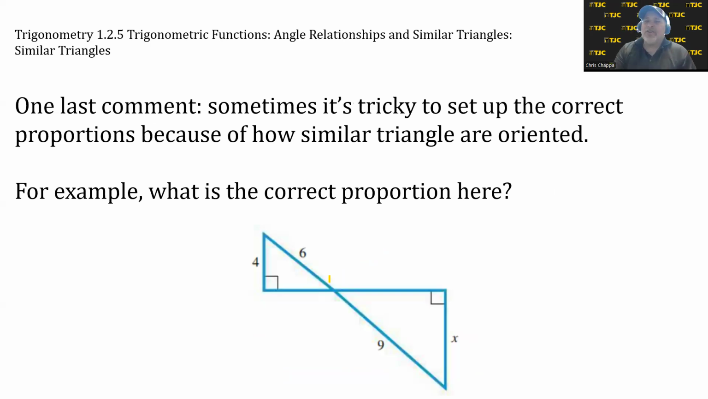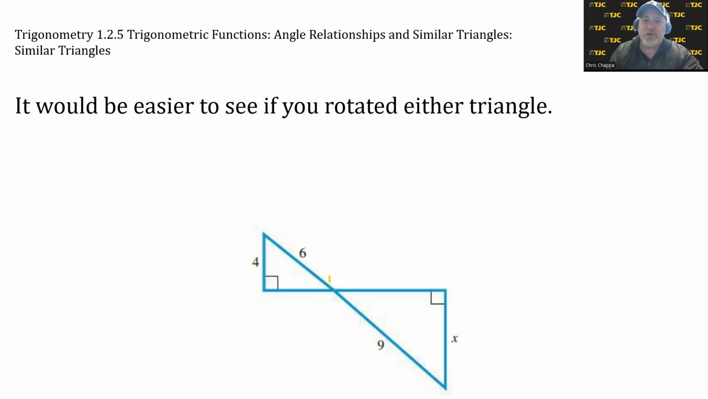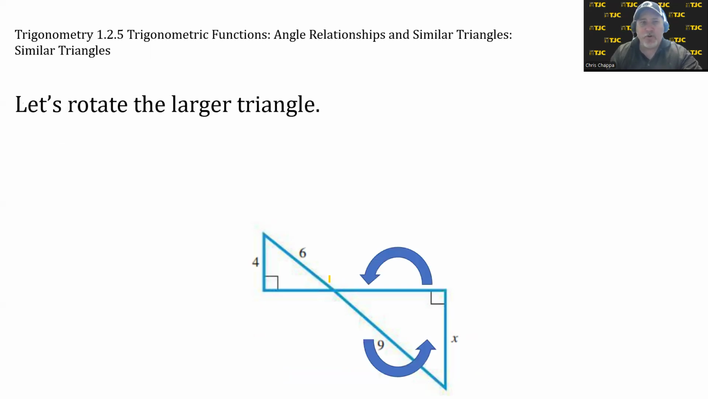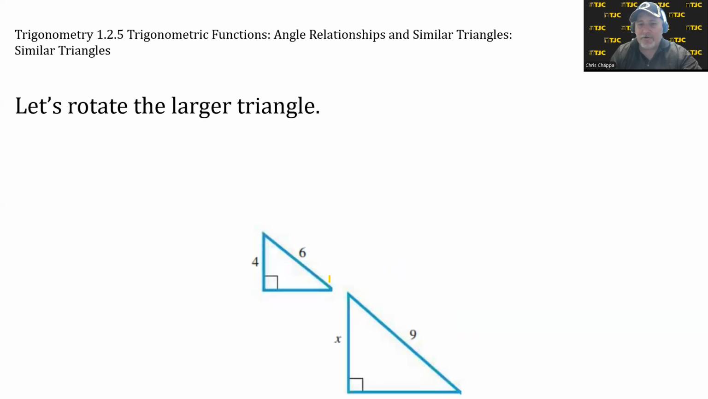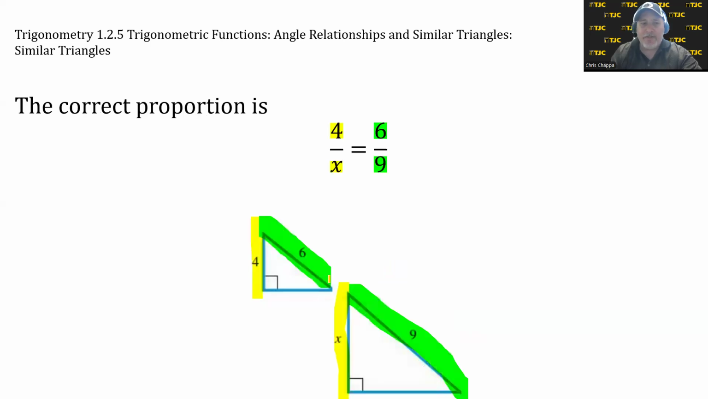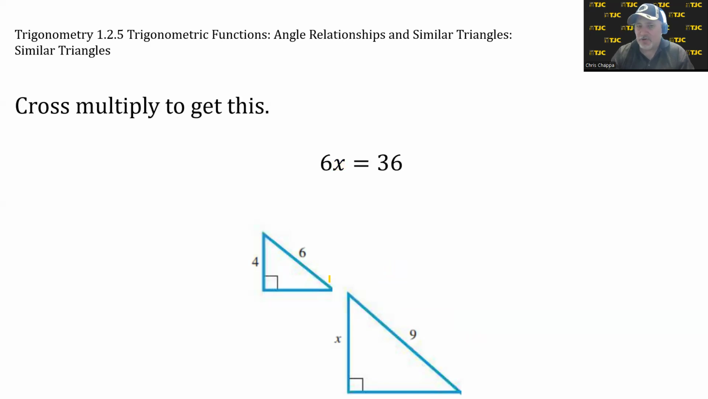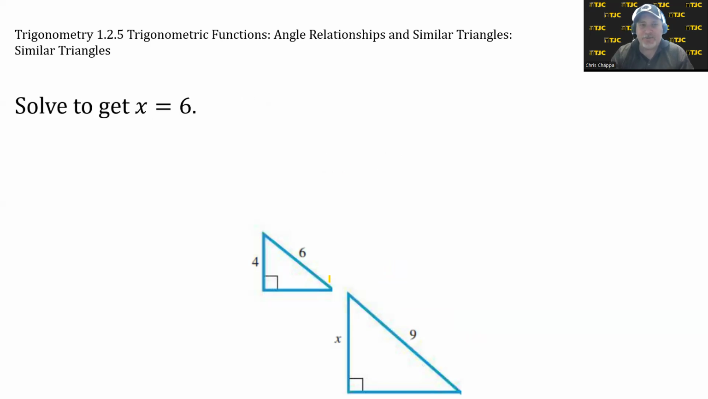One last comment. Sometimes it's tricky to set up the correct proportions because of how similar triangles are oriented. For example, what's the correct proportion here in this picture? Well, it'd be easier if we could rotate either triangle. So we're going to rotate the larger triangle, keep track of the x and the 9. There's the x, there's a 9. And the correct proportion is 4 over x equals 6 over 9. If we solved it, we would cross multiply to get 6x equals 36, divide both sides by 6 to get x equals 6. So don't be afraid to reorient triangles to see the correct corresponding pairs.